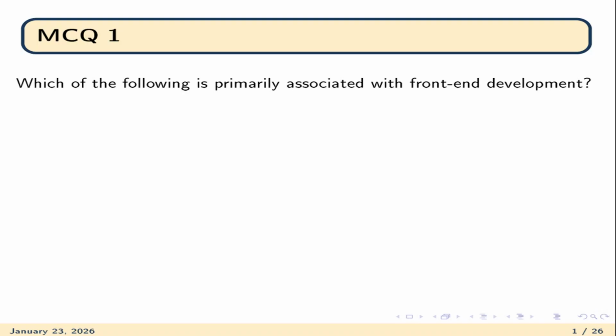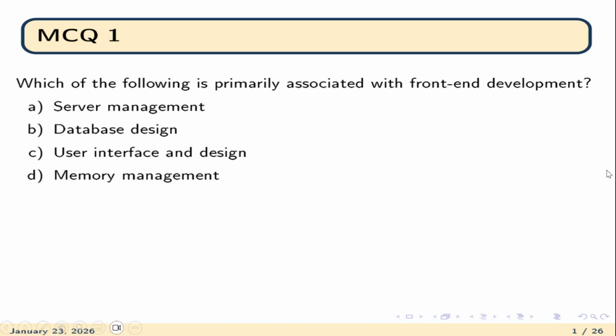This is chapter number 3, multiple choice question. Which of the following is primarily associated with front-end development? Front-end development के साथ कौन सी options मैच करती हैं? Server management, database design, user interface and design, memory management. The correct option is C, that is user interface and design.